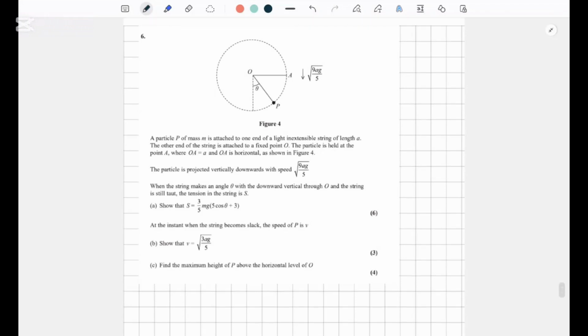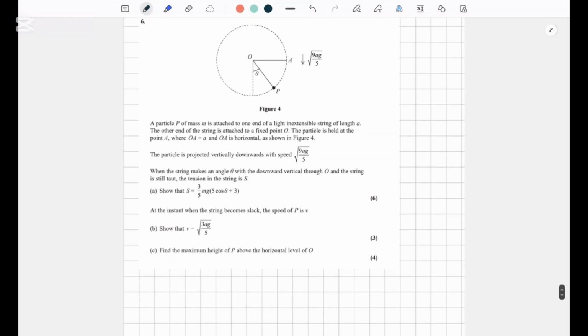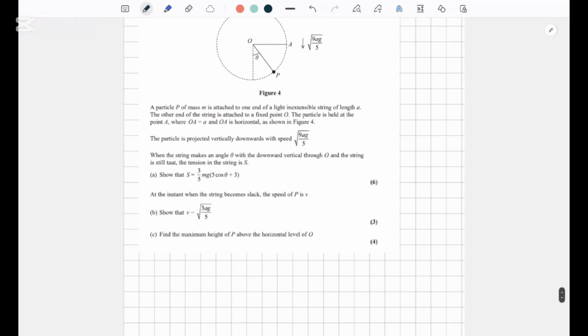And in part A, they're asking us to show that the tension in the spring is 3 over 5 mg (5 cos theta plus 3). Then they ask us to find the speed, and finally they ask us for the maximum height of P above the horizontal level of O.